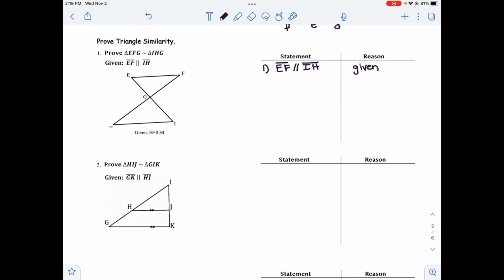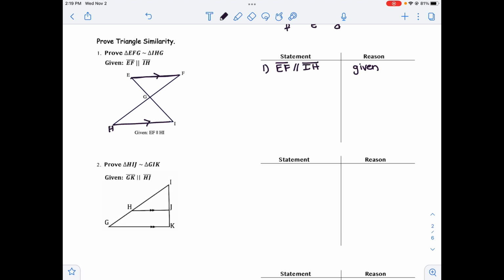All right, for this first one, we're trying to prove that triangle EFG is similar to IHG, and H has kind of been knocked off there. So we are told that EF, so side EF here, and IH here are parallel. So these are parallel to each other. So now we can write that in our 2-column statement as given, and now we've got to find some other things to prove similarity.